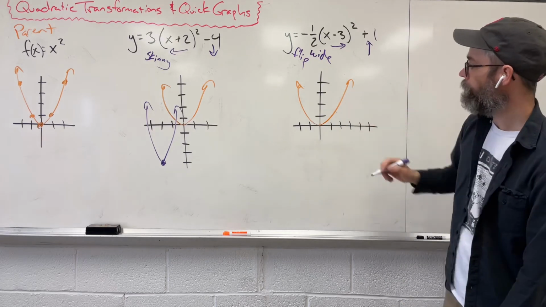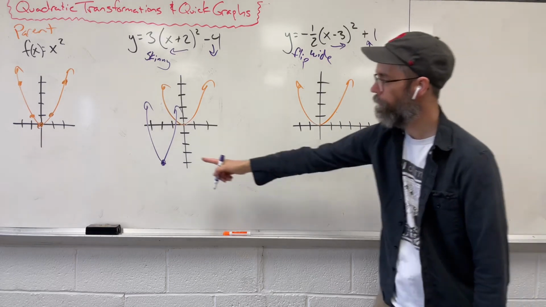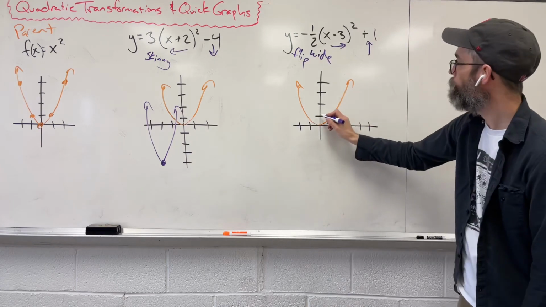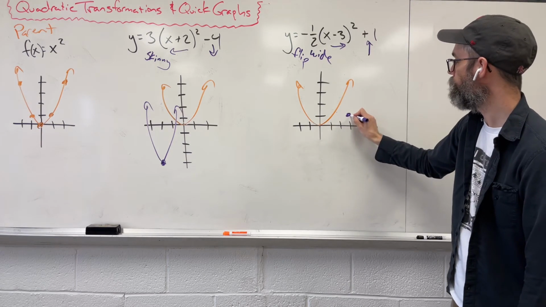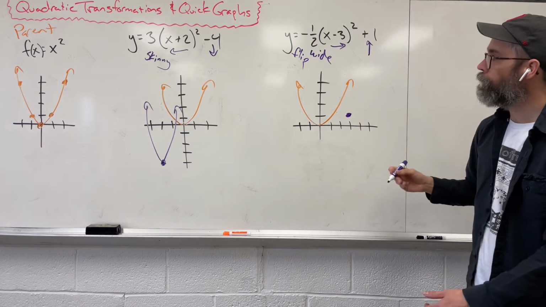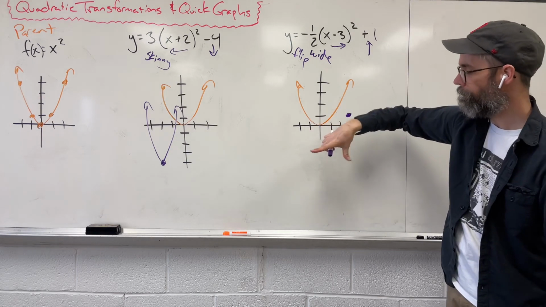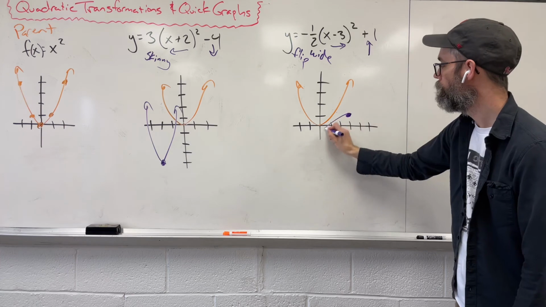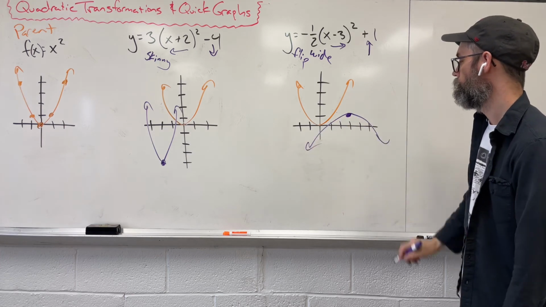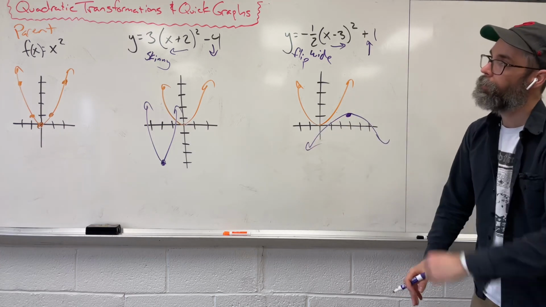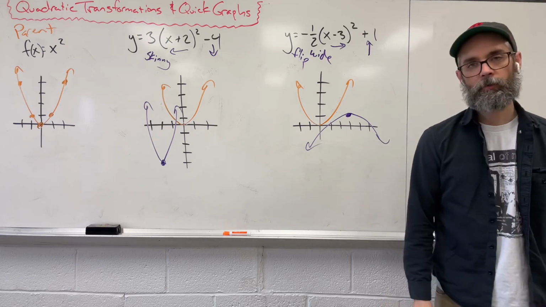So again, let's move that super crucial point, the vertex. We're going to go up 1, we're going to go over 3, and then we're going to draw a parabola like this, upside down, but make it really, really wide. And that is quadratic transformations with quick graphs.